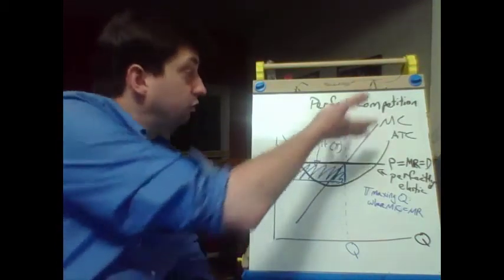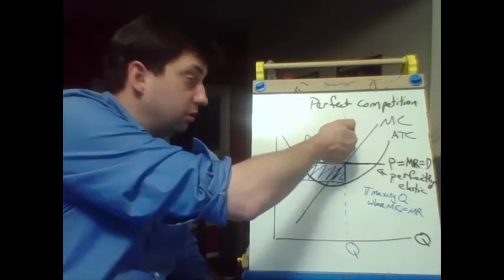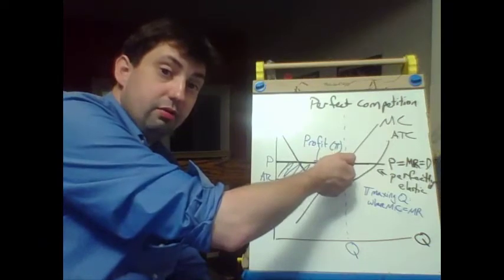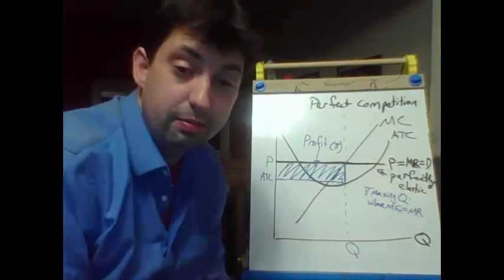Note that if average total cost was all the way up here, then we've referenced a really high cost per unit compared to how much we're getting in revenue, and thus would have a loss, a negative profit, rather than a positive one.